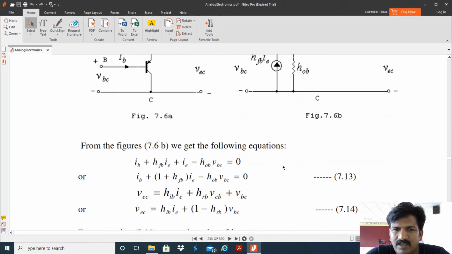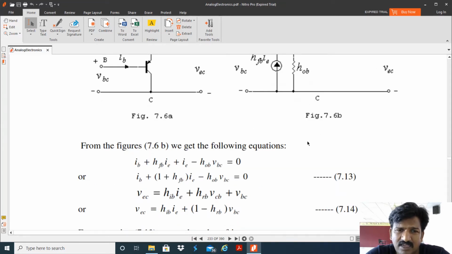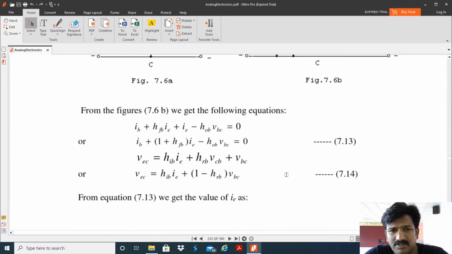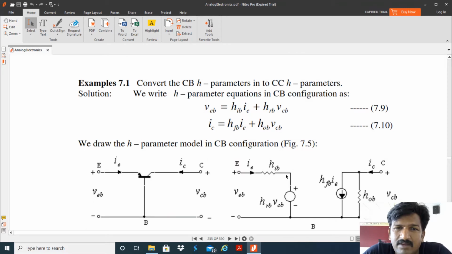For this you apply KCL and you apply KVL, so that you finally have the equations, and compare the basic equations with these equations, so that you can have the CB parameters in CC H parameters. This is today's class.